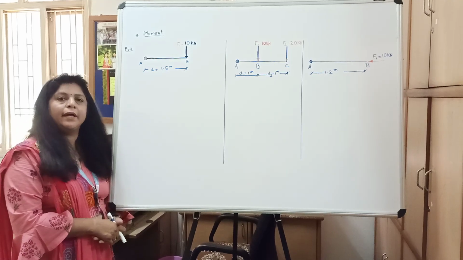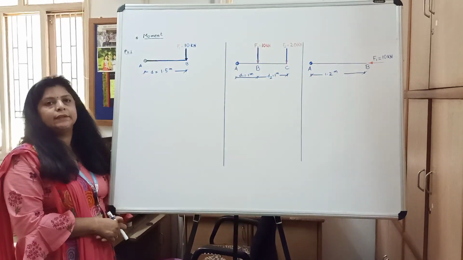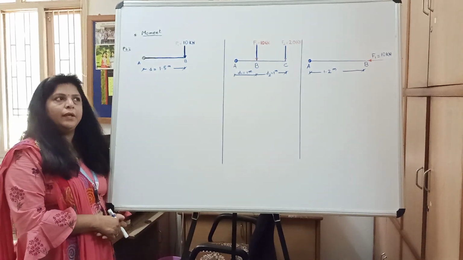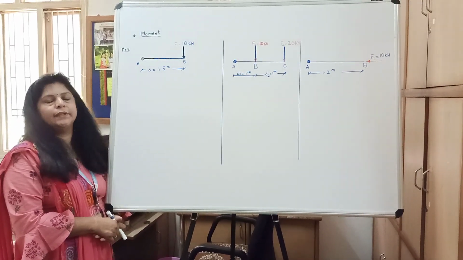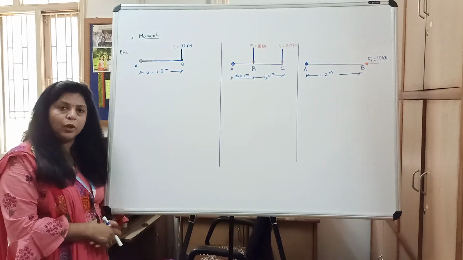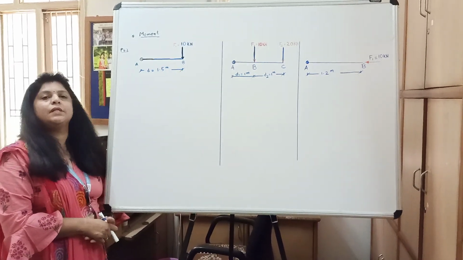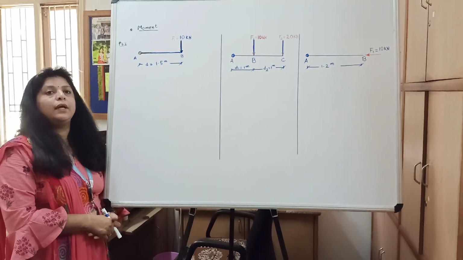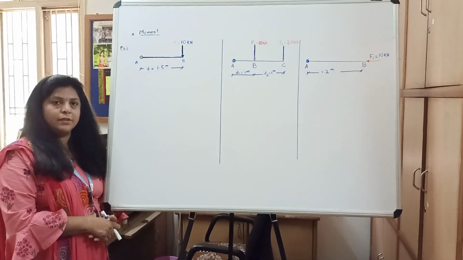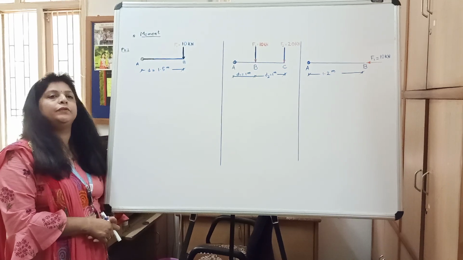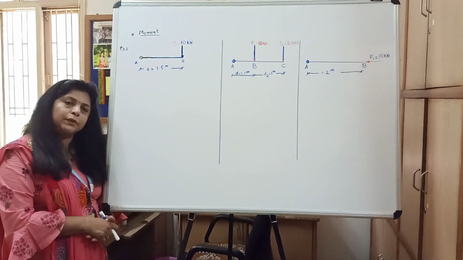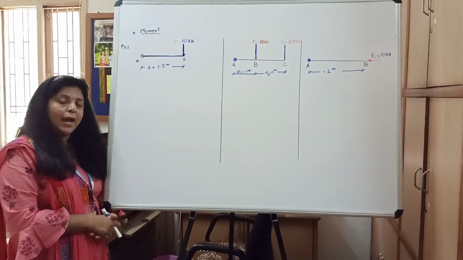Then we had studied moment. Moment is nothing but the turning effect produced by the force. There are two types of moments: one is clockwise moment and another is anti-clockwise moment. Clockwise moment is the moment which has the tendency to rotate in the direction of the clock hands, and the force which has the tendency to rotate the body in the direction opposite to the clock hands is called anti-clockwise moment.